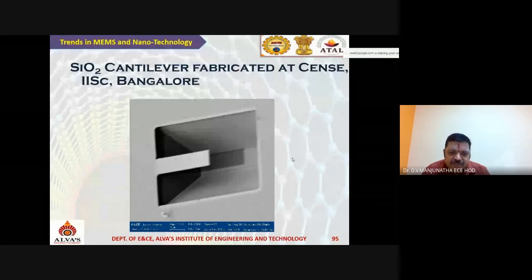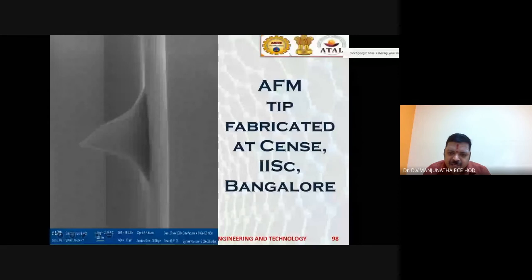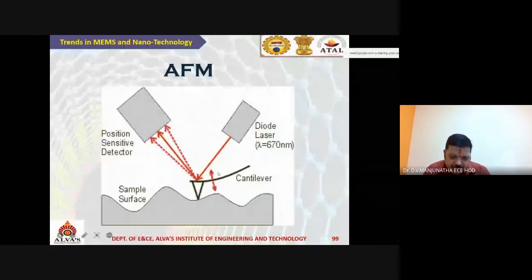Some measurements in the micro nano domain, right? So the AFM tip, I was telling you, atomic force microscopy can be used for characterization. Scanning tunneling microscopy can also be used to characterize, right? AFM tip fabricated at Sense ISC Bangalore. AFM, Department of ENC. Okay, the position sensitive detector senses the sample surface.